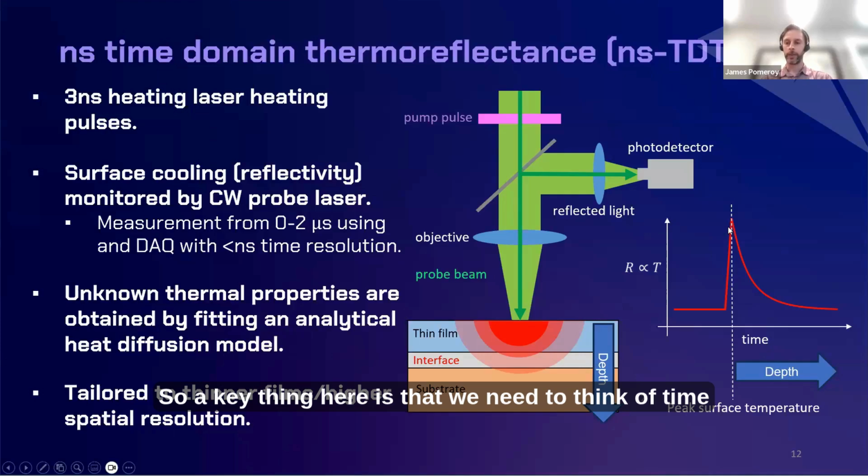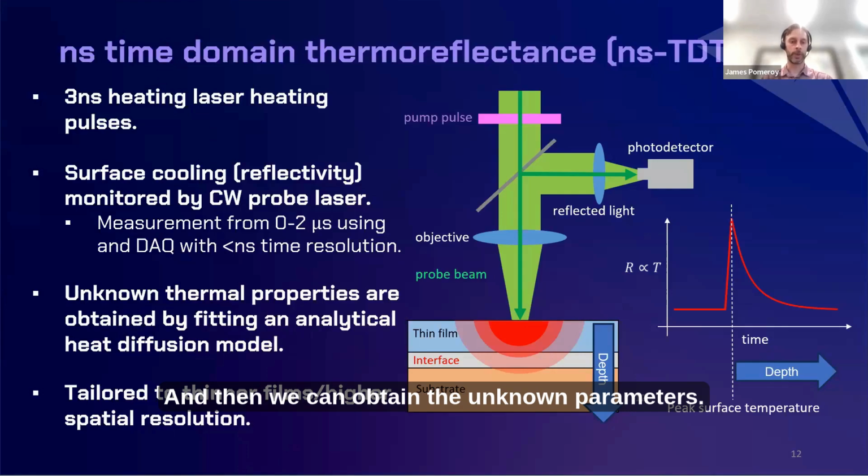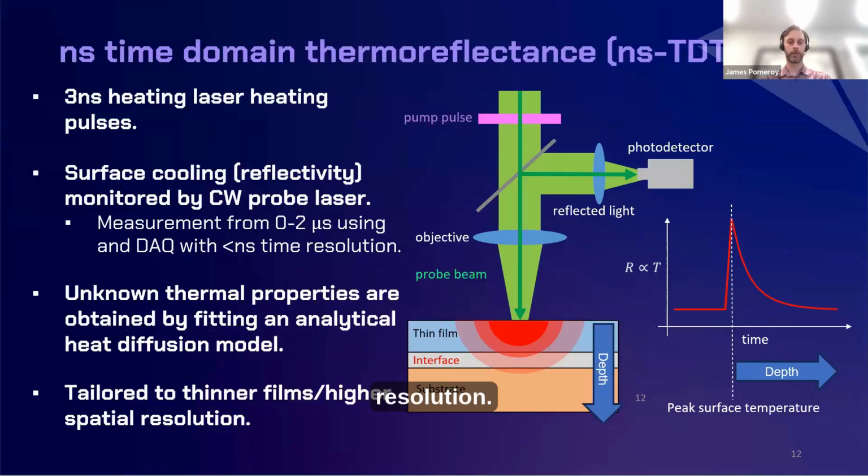A key thing here is that we need to think of time as depth. At zero time, we're just heating the surface. As we go to longer time, the heat is diffusing through the sample and we're sensitive to deeper layers further from the surface. So we get information about multiple layers and multiple interfaces. Taking that transient, we fit an analytical heat diffusion model, and then we can obtain the unknown parameters. This technique is really tailored to thinner films with higher spatial resolution, so we're talking up to 10 microns depth and spatial resolutions down to 1 or 2 microns.